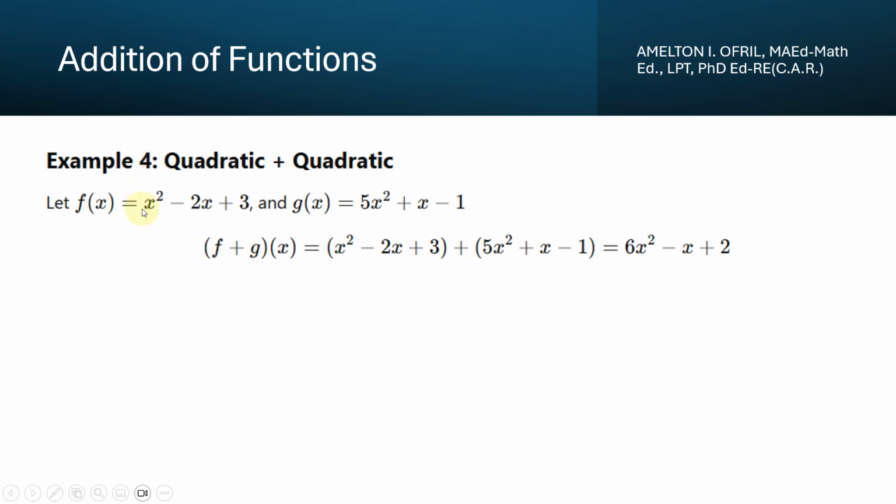In this example, we have two quadratic functions. So x squared minus 2x plus 3 is our f of x, and our g of x is 5x squared plus x minus 1. If we combine this, we simply add the like terms. So we have 1 plus 5, we got 6x squared, and negative 2 and 1 will have negative 1, and 3 minus 1 we've got positive 2. That's why our final answer is 6x squared minus x plus 2.